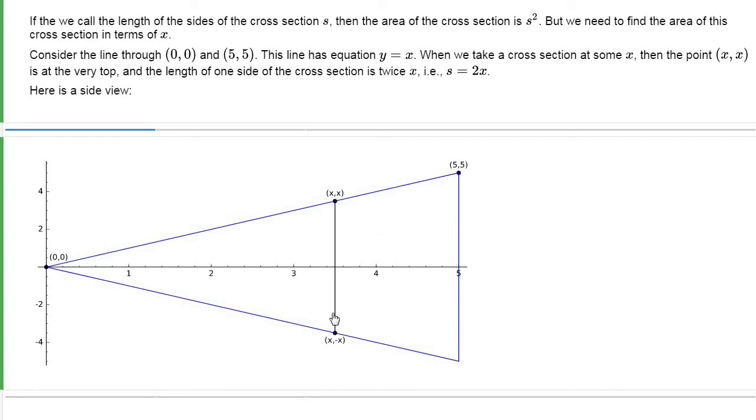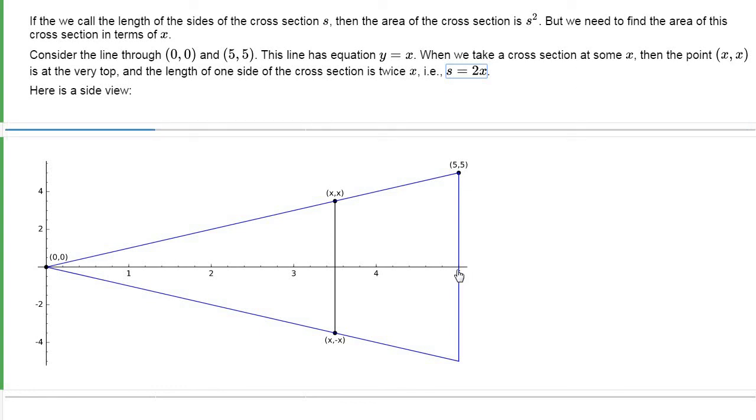That means the length of this side... Okay, remember, this is a square. This is just the middle of the square, and you have to imagine that sticking out of the screen and sticking into the screen is the rest of the square. But this total distance here from negative x to x is the length of the side. That's what I call s up here. So s is 2 times x, x here and x there. And so 2x is the length of my side.